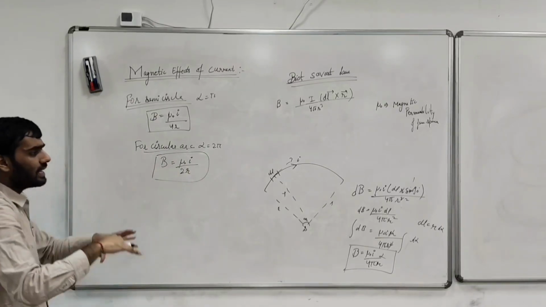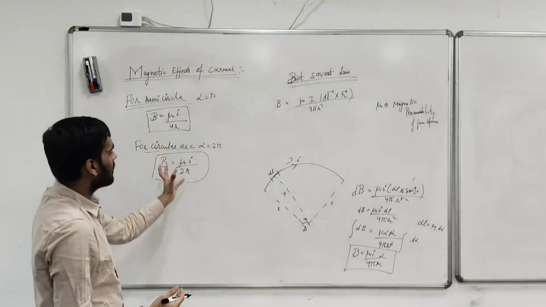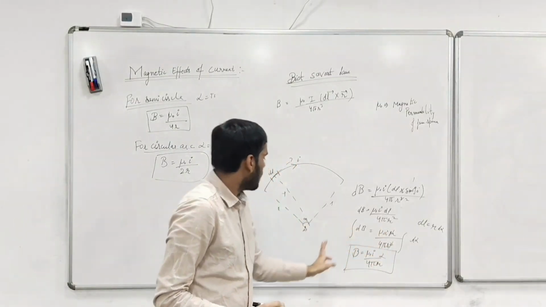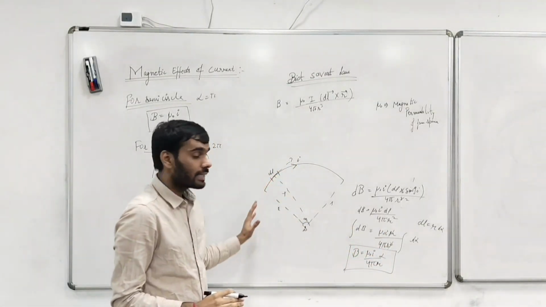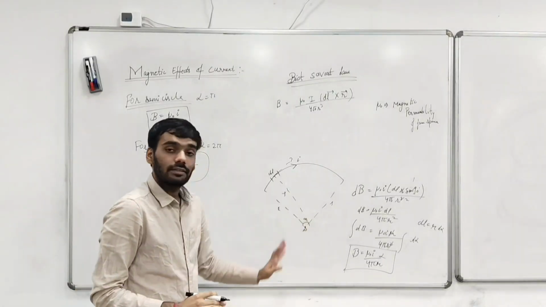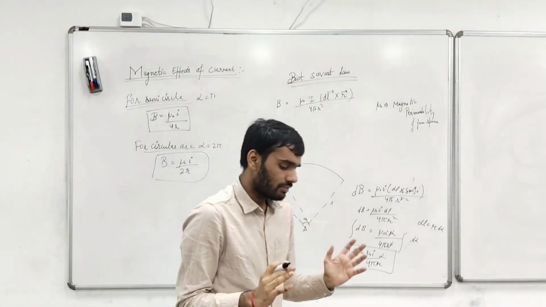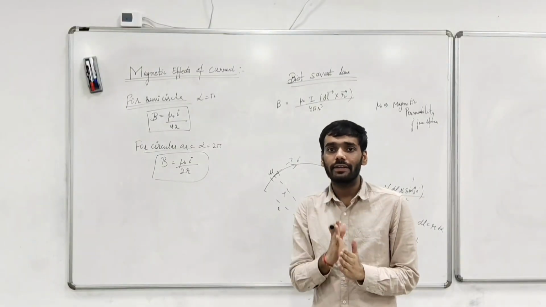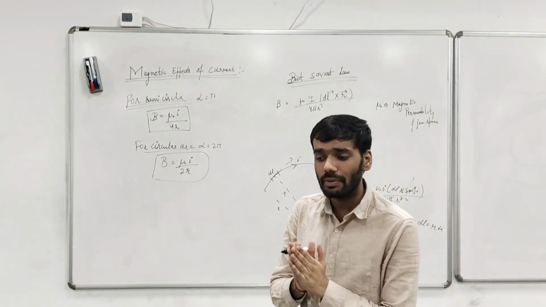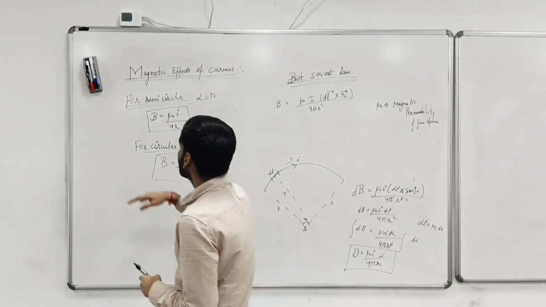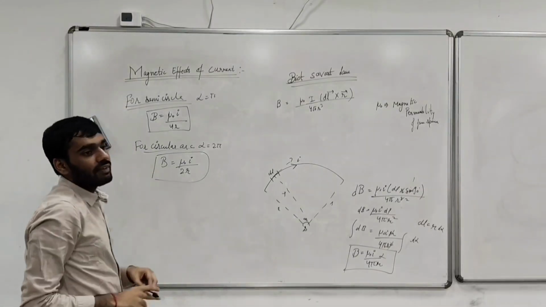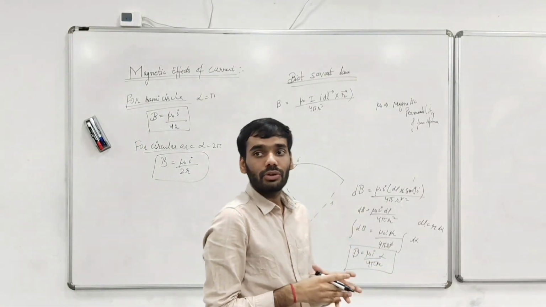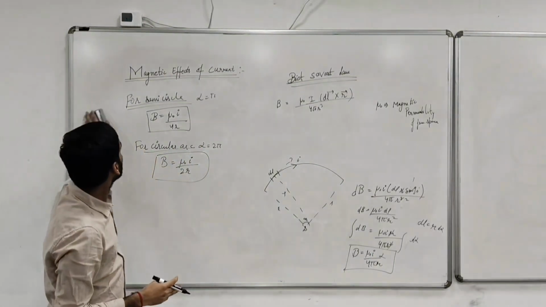Similarly, they can give you any kind of configuration, any kind of angle. You just have to use this formula, replace the angle, and you will get the magnetic field produced by that arc at its center. Okay, this is about the circular things we have discussed. Let's move toward current carrying wires. What will be the magnetic field produced by a current carrying wire? We will initially begin with the finite length wire, then we will see the infinite length wire, and later on some more cases.